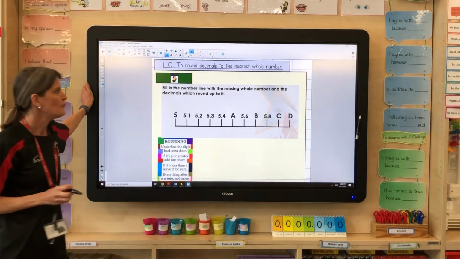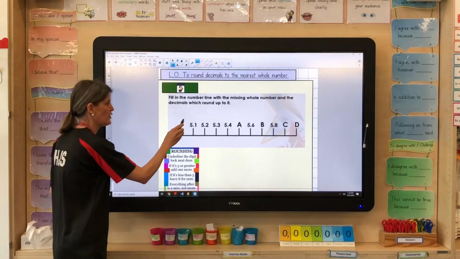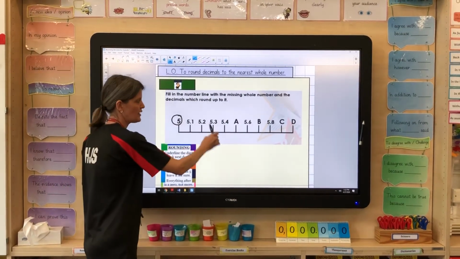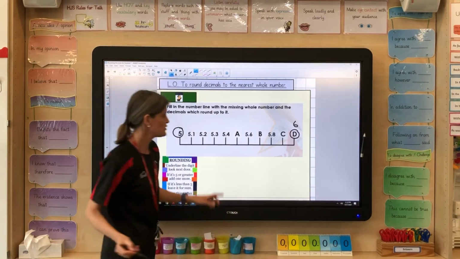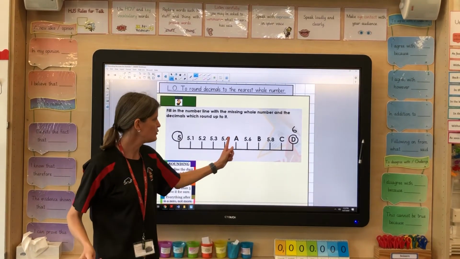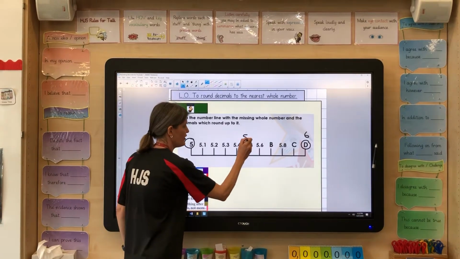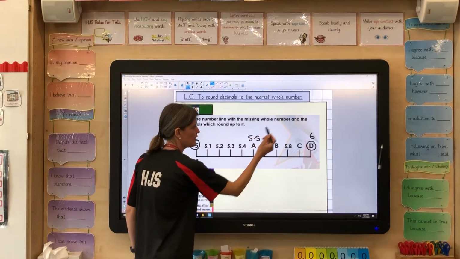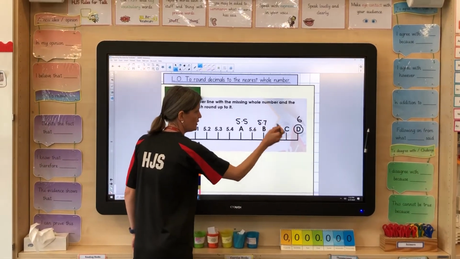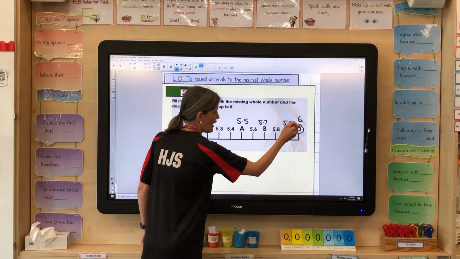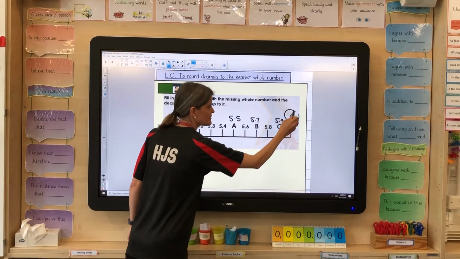Fill in the decimal number line with the missing whole number and the decimals which round up to it. So here's my whole number 5. It's counting up in tenths, so I know that this has got to be 6. Now it asks us to identify the decimals that are missing that would be rounded up to 6. Here's 5.5. 5.5 would be rounded up to 6. 5.7 and 5.9. Anything from 5.5 and above would be rounded up to 6.